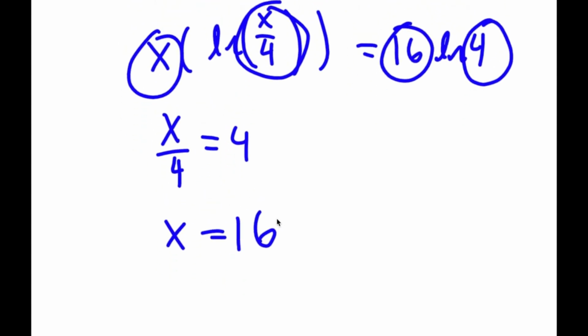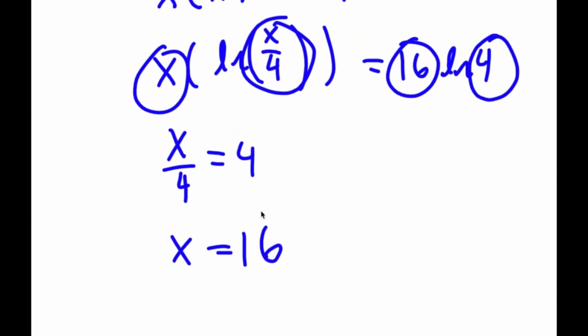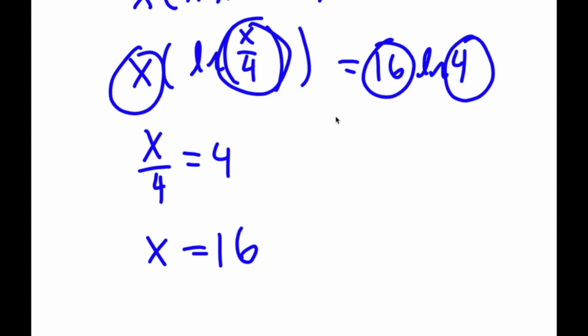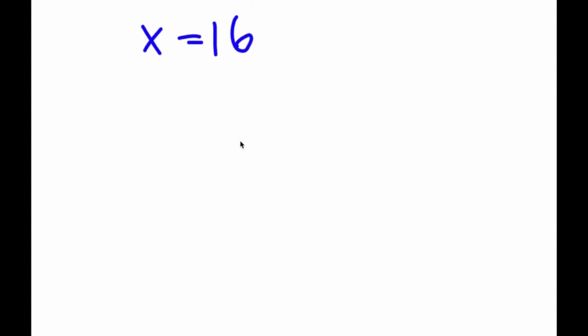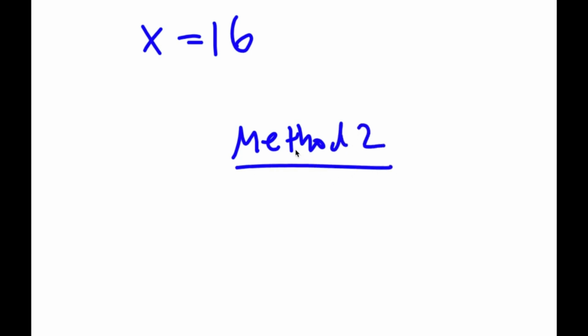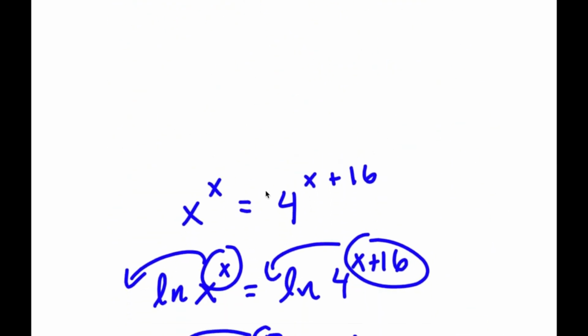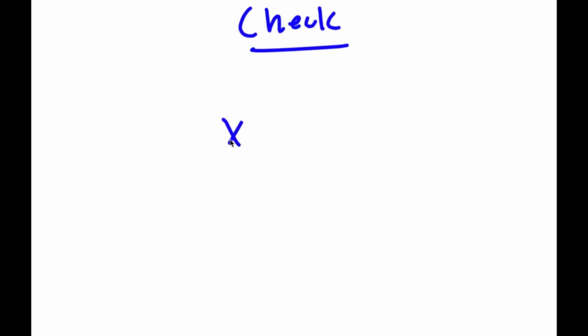So now to check, let me plug this in over here. So if I plug in 16 over here, I get 16 times ln of 16 divided by 4, which is 4. So I get 16 times ln 4 is equal to 16 times ln 4. So this works. Now for method 2, to check, I have x to the power of x equals 4 to the power of x plus 16.